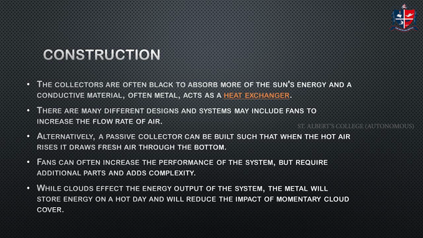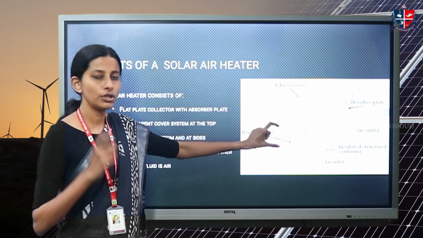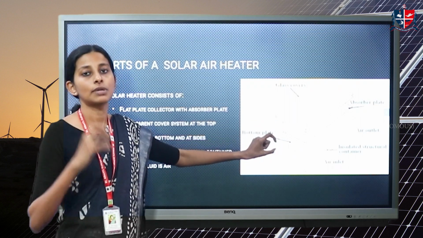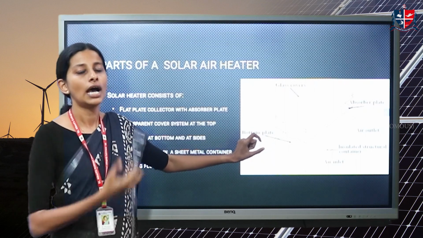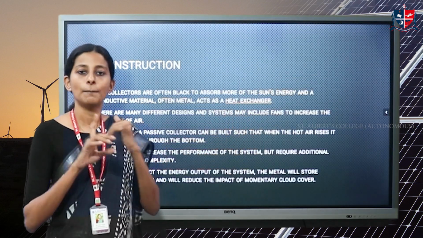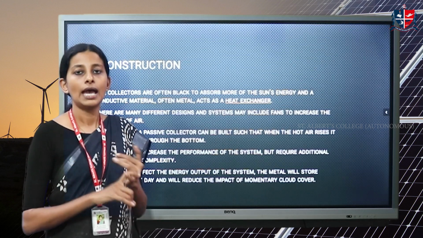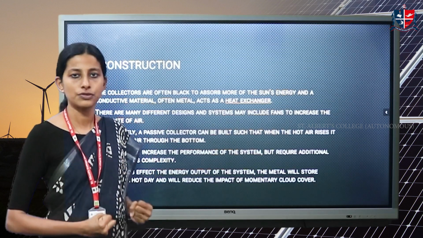Moving on to the construction. From this portion itself, I have mentioned a few points. The absorber plate, as I said, is the most important component. The peculiarity of an absorber is that it needs to be blackened. So what is the speciality of a black object? It has the ability to absorb all of the heat. So the absorber plates are always metals because they are good conductors, and they are blackened so that they can absorb all of the heat falling on them.